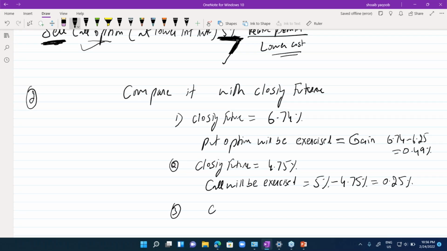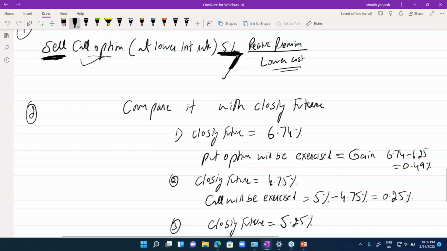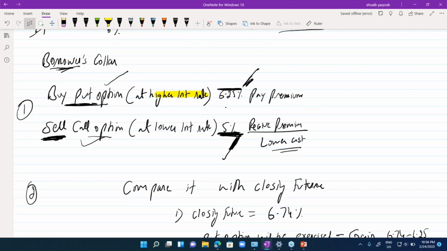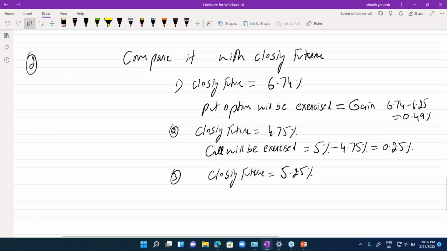Third scenario. If the closing future is 5.25, even 5.1, let's take 5.1, it will not be exercised. If interest rates are in between these two, no option will be exercised.